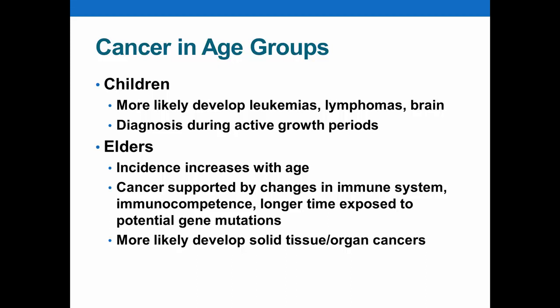In elders, we know that the incidence of cancer increases with age. Certainly, cancer in elders is supported by changes in our immune system as we age, in the competence of our immune system as we get older, and that idea of stepwise additive effects, because as we get older, we have had a longer time to be exposed to potential gene mutations. We also know that elders are more likely to develop solid tissue and organ cancers than they are leukemias and lymphomas.